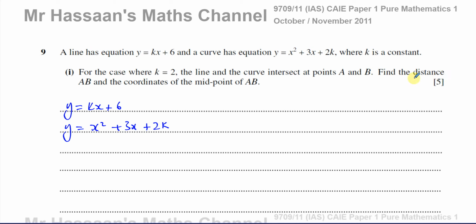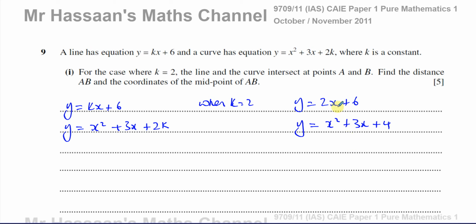For us to find the distance between A and B, and also the midpoint of A and B, we first need to find what the coordinates of the points A and B are. So let's first of all put k equals 2 into these equations. When k equals 2, we have the equations y equals 2x plus 6, and the curve y equals x squared plus 3x, and 2 times 2 is plus 4. So those are the equations of the line and the curve when k equals 2. This line and this curve intersect at the points A and B. We have to find the coordinates of those 2 points.